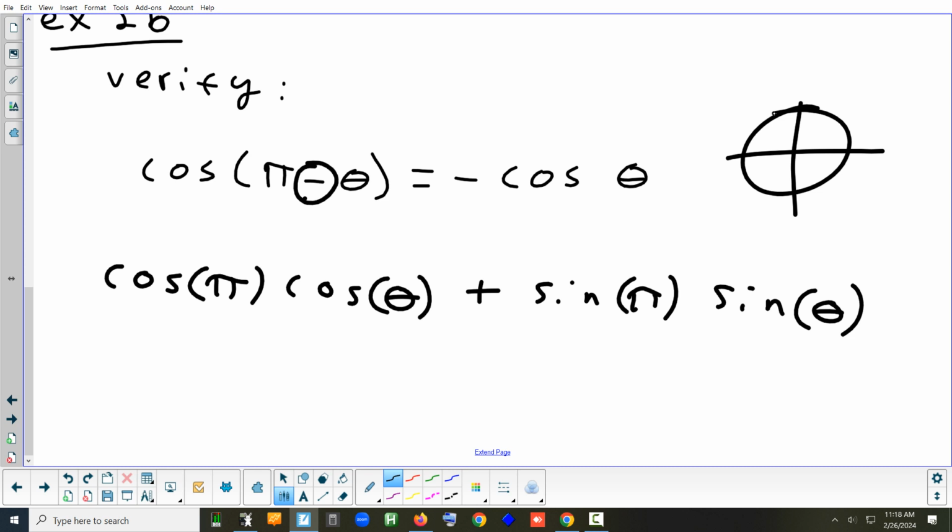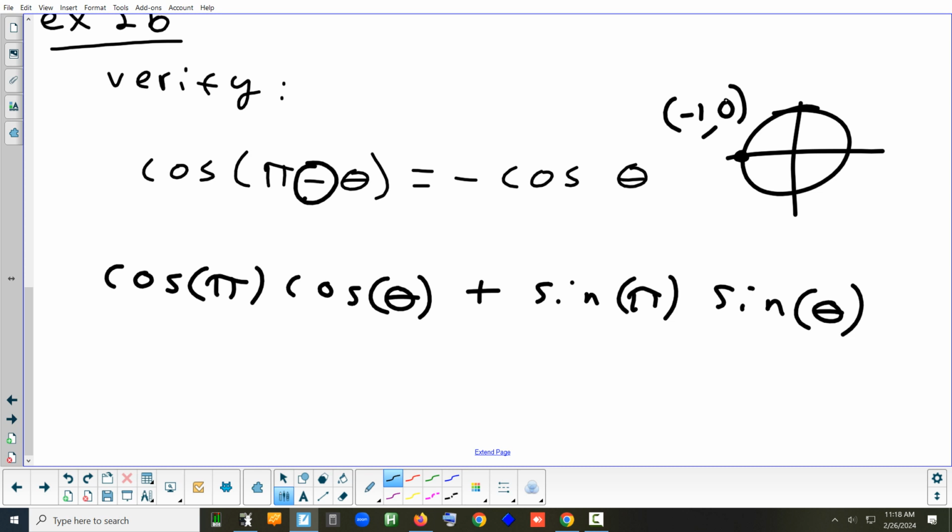Where's pi on the circle? It's at 180. What's the coordinate when you're at 180? Negative 1, 0. Good. Now we should be able to figure this out.